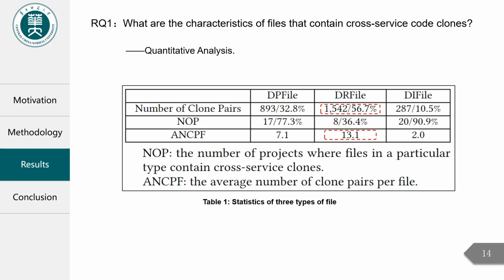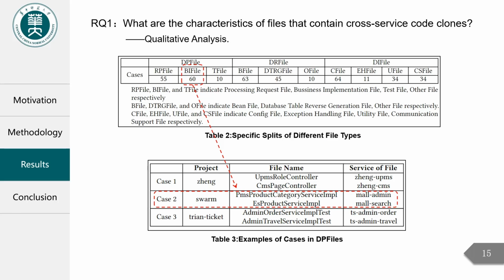Then we analyzed the likelihood of each file type in cross-service code clones. Table 1 shows the number of cross-service clones, the number of involved projects, and the average values. We can see that DR files contain the most cross-service clones, and the average clones per file is the highest. Last, we analyzed the tasks or responsibilities of each file and got Table 2.